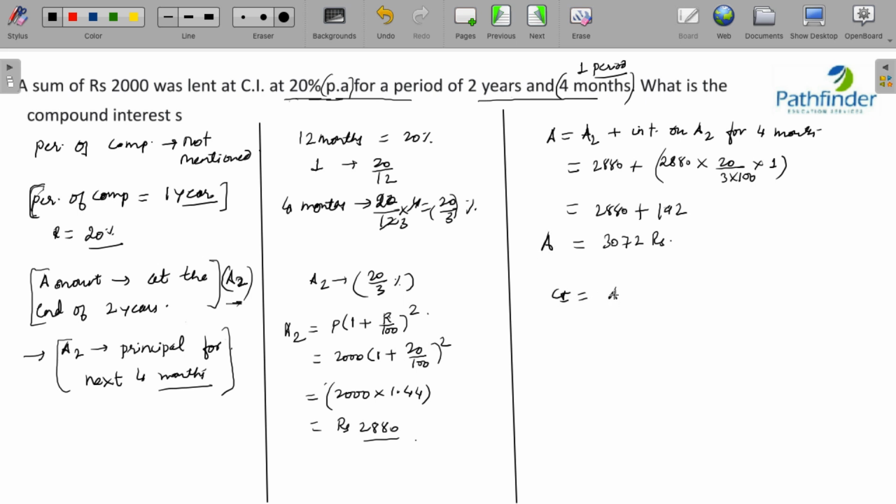So compound interest for this entire period is amount minus principal, 3072 minus 2000, which is equal to 1072 rupees. I hope this solution is clear. The only factor that needed to be taken into consideration is that in this case, the total time period is not an exact multiple of period of compounding. So you have to calculate the interest and the amount separately for the last 4 months.